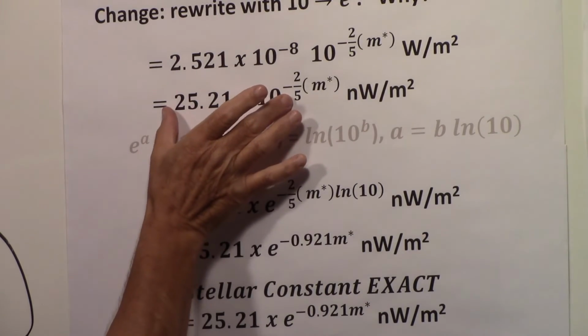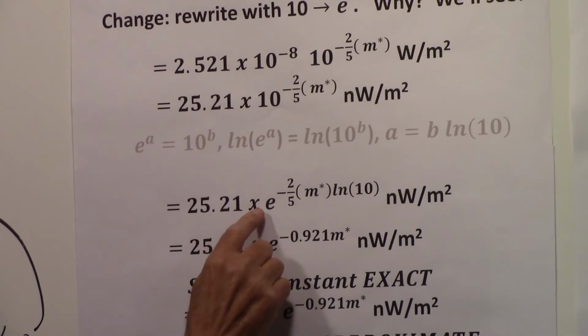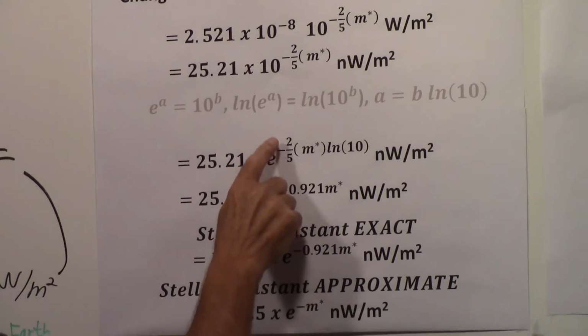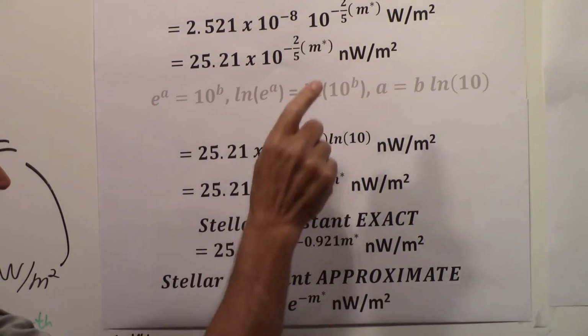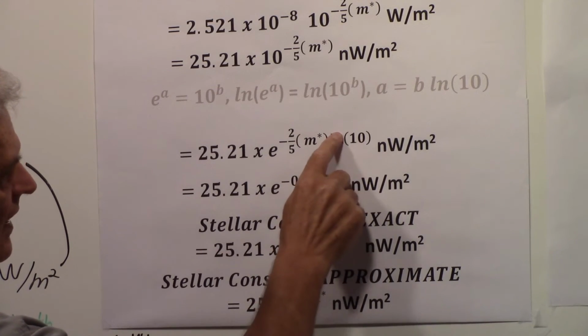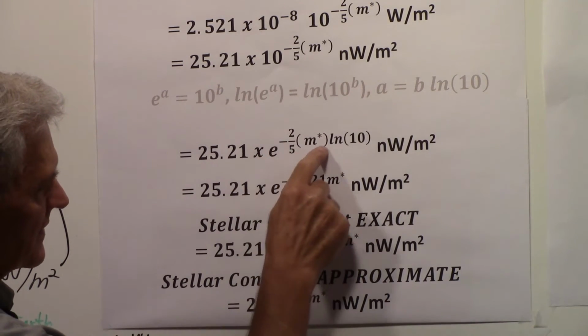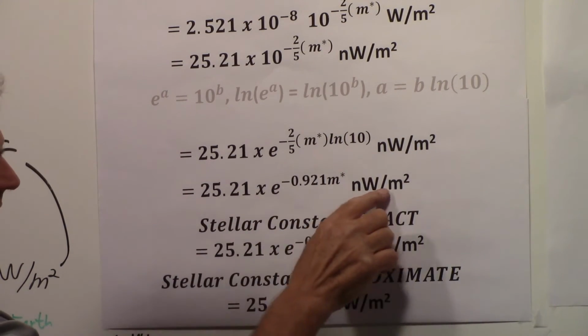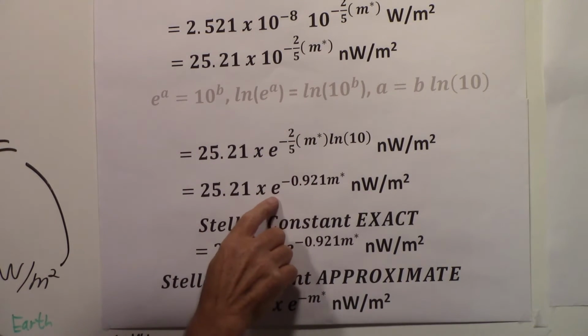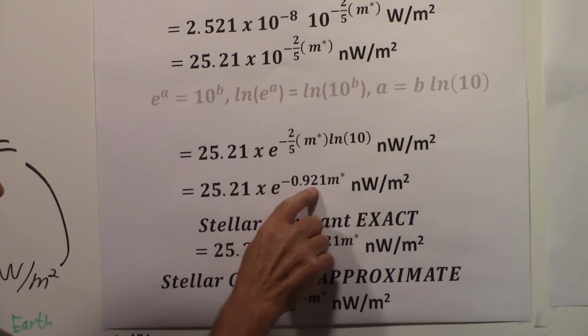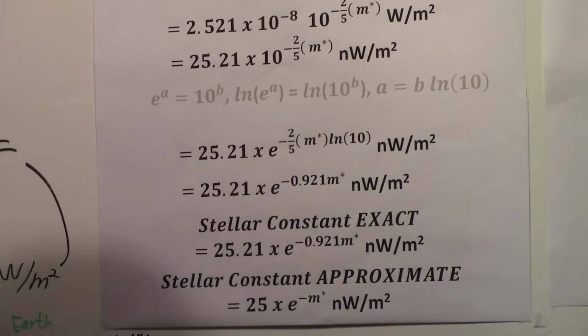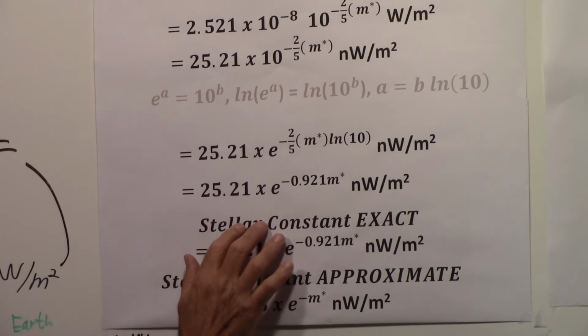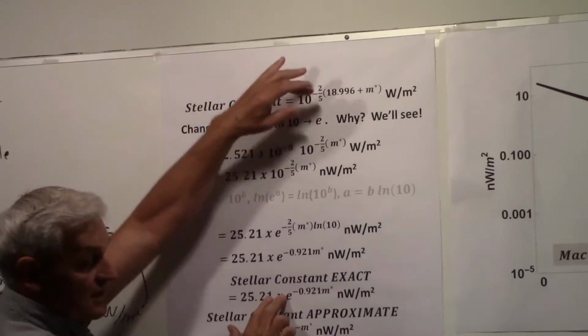So here we have our expression again, and we now write this as e to the exponent we have, and now we have to multiply that by the natural log of 10. So the b is this quantity here, and then we have the natural log of 10. So if we calculate this out, it works out to e to the minus 0.921 times m star. And again, that's in nanowatts per meter squared. So the stellar constant, the exact equivalent to this equation is this equation.